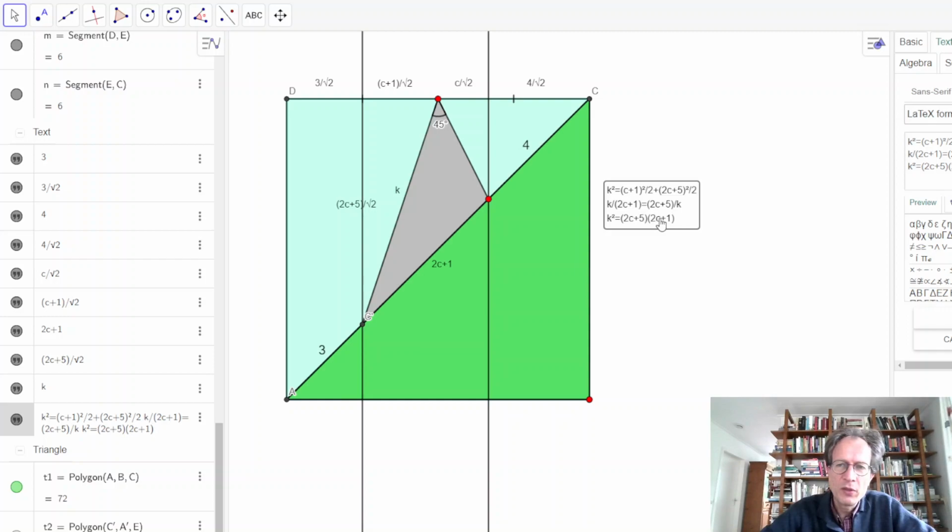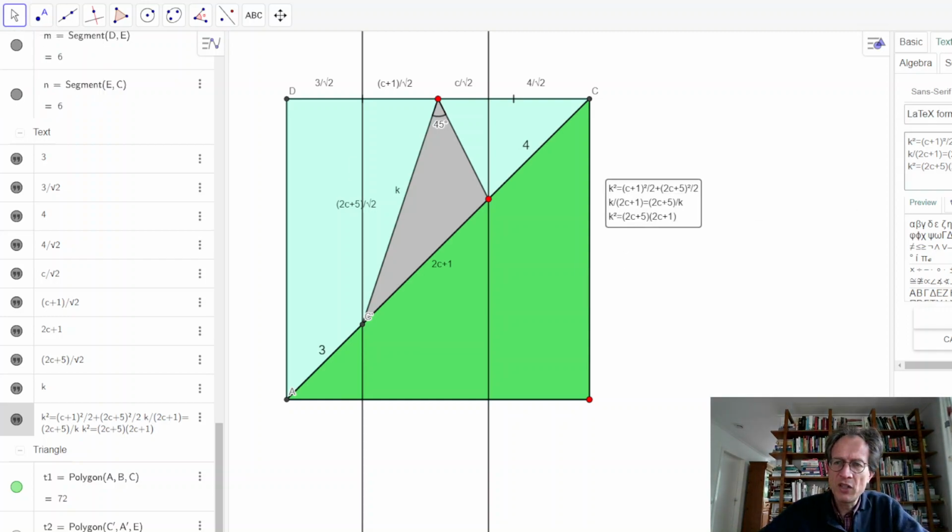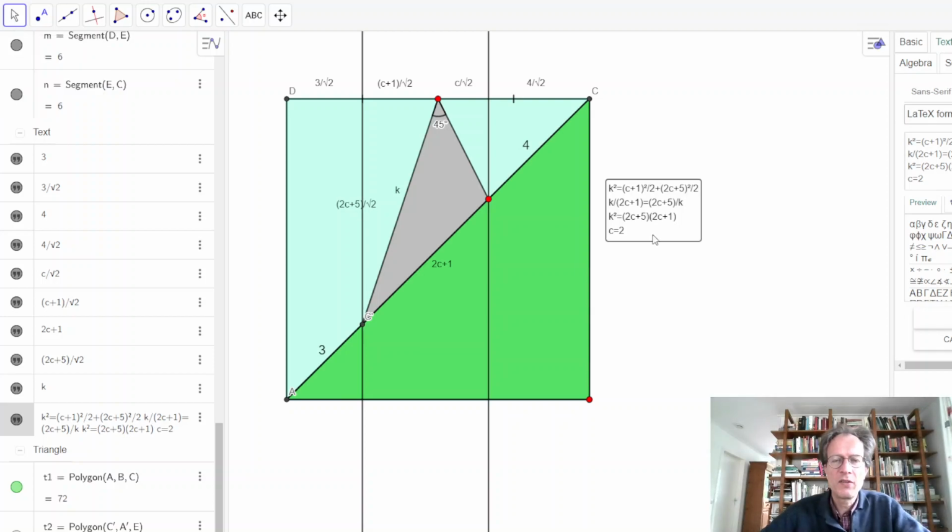I will leave that to the reader, but basically there is one sensible solution, and that is c equals 2. It's a very straightforward quadratic equation. C must be 2, so a very simple root. So basically what we found is that this length is 5, since 2c plus 1 is 5. Now the rest is quite easy.